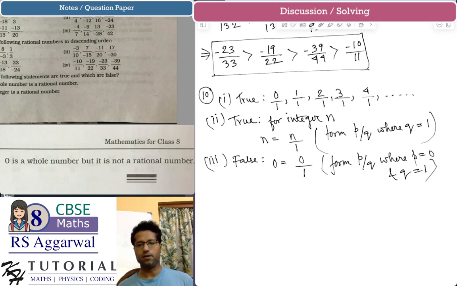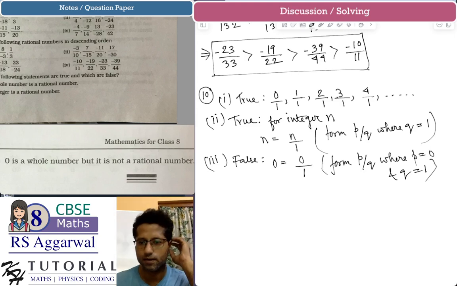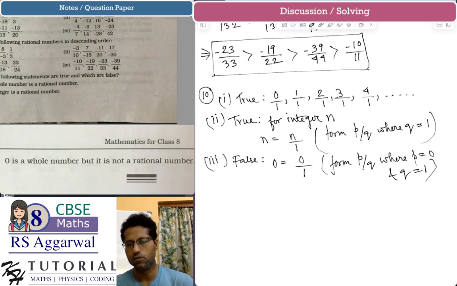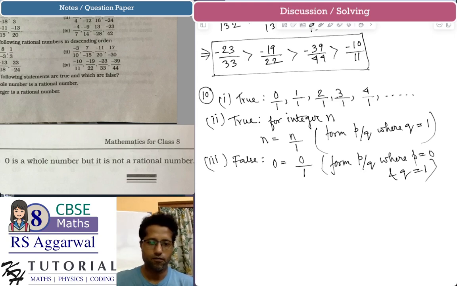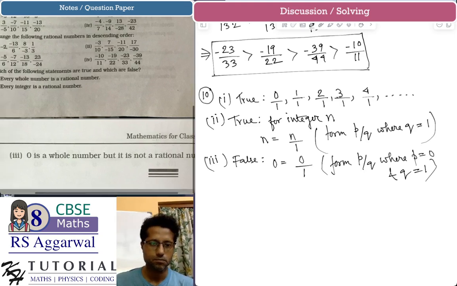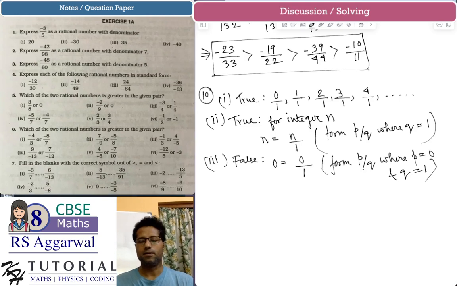A rational number is in the form p by q, where q is not equal to 0, and p and q are integers. So we can write 0 as 0 by 1, which is in the form p by q, where q is equal to 1 and p is equal to 0, which is totally fine. Hence 0 is a whole number and it is also a rational number. So part 3 is a false statement because it says that 0 is a whole number but it is not a rational number. Okay. So this brings to an end the solving of all the problems of exercise 1A.